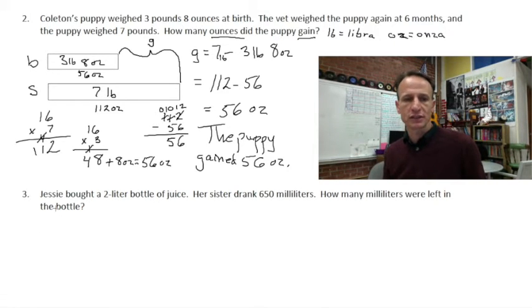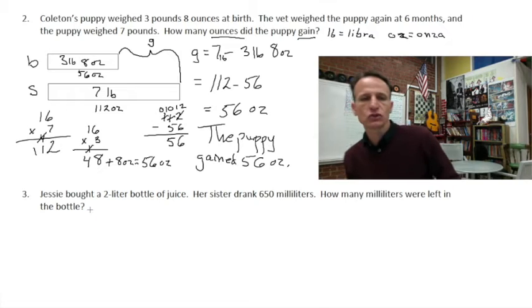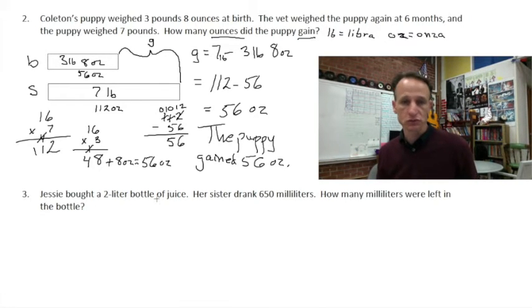All right, so let's go on to number 3. Jessie. Female. I had to take a moment and read through here. Female Jessie. She bought a 2-liter bottle of juice. Okay. Her sister. Keeping a close eye on sister. She drank 650 milliliters. How many milliliters were left in the bottle?